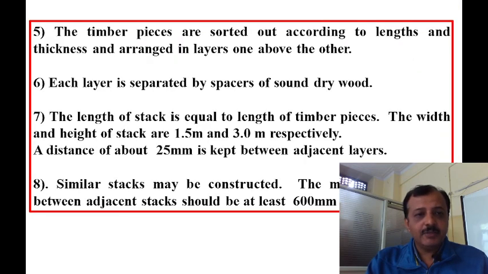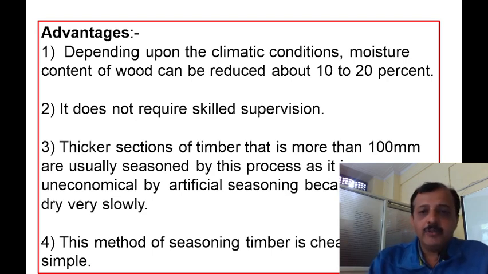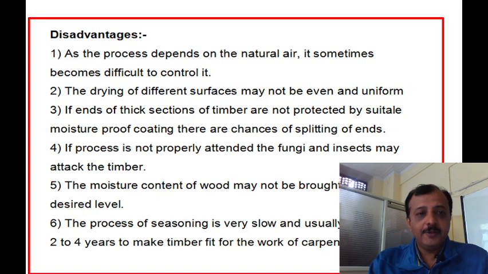Let us see some of the advantages of natural seasoning. Depending upon the climatic conditions, the moisture content of wood can be reduced to 10 to 20 percent. This type of seasoning does not require any skilled supervision. Thicker sections of timber, more than 100 mm, are usually seasoned by this process, as artificial seasoning would be uneconomical. Hence, we use this type of seasoning because this method is cheap and simple.